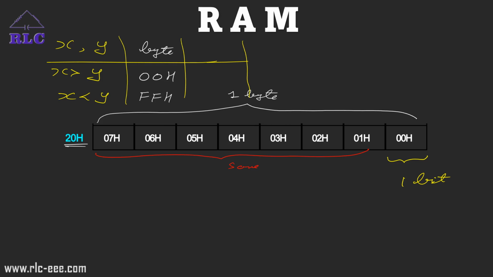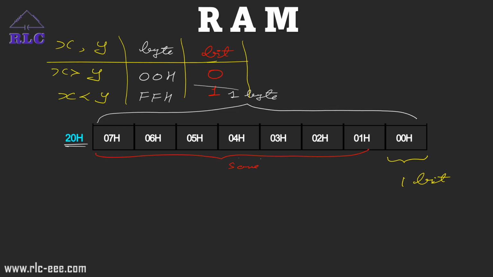Instead of using 8 bits, I can use only 1 bit of data, that is a Boolean value. If x is greater than y, I can store it as 0. If x is less than y, I can store it as 1. So all the other 7 bits can be used for other purposes. This is the main use of the bit addressable area.